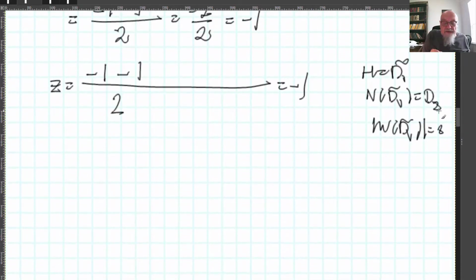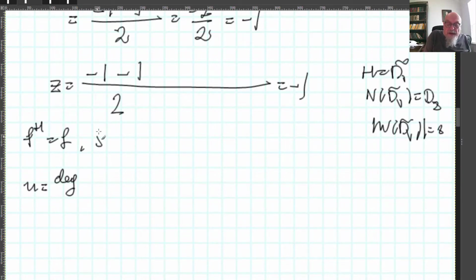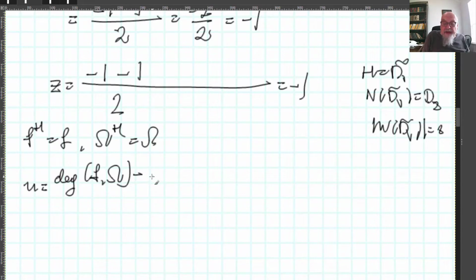So let's go and compute the number u. So u corresponds to 1, so in this case this will be degree, and we have here that fh is equal to f, and omega h is equal to omega. So you have to write it down. This is degree of f on omega. So this is minus identity on two-dimensional subspace.